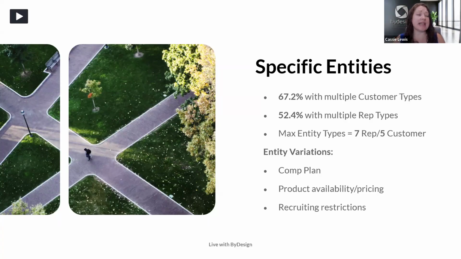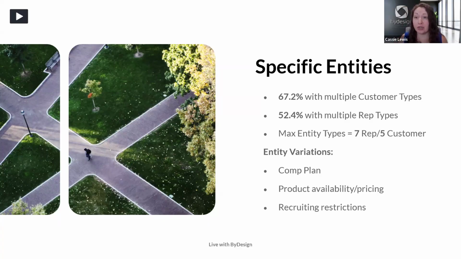I will say, once you've got your various rep types and your various customer types, that's when you can really be strategic about leveraging those different entities. Your comp plan could and should pay an affiliate very differently than you're paying a business builder. Okay? Product availability and pricing should be different for a retail customer than a VIP customer.